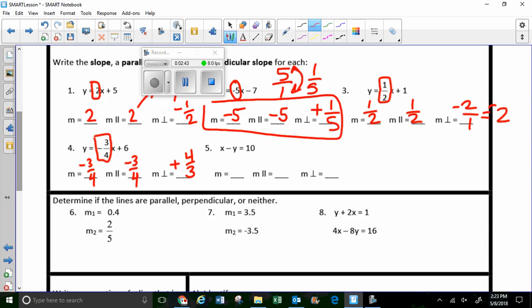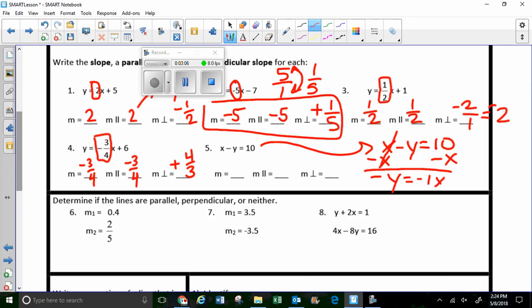So those were all pretty simple because they were already in slope-intercept form. But if you look at number 5, I have to get that into slope-intercept form before I can determine the slope. So I'm going to do a little side work here and rewrite it. So x minus y equals 10. Move your x term to the other side by subtracting 1x on both sides. And of course putting that first. And then divide by the number in front of y, which is negative 1. So it's going to give me y equals 1x minus 10.